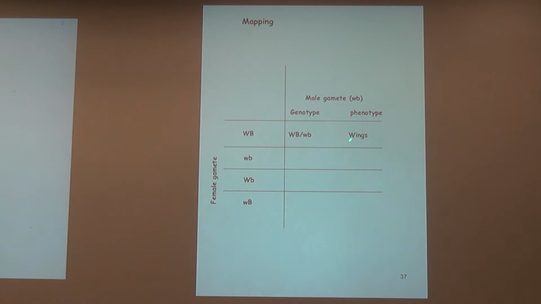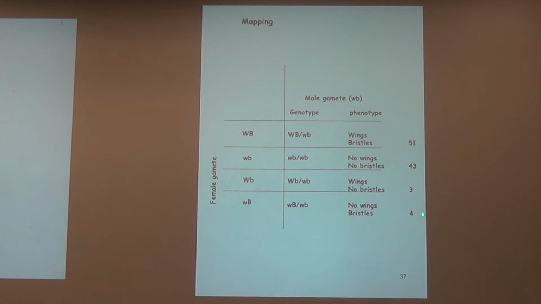So, individuals with wings and bristles, individuals with no wings and no bristles, individuals with wings with no bristles, and individuals with no wings and bristles. And you count the progeny, 51, 43, 3, 4, and you say these two are the recombinant classes, and the map distance is 7 over the total. Correct? Very simple, very straightforward, classic mapping of two different loci. So, map distance is 7 over 101, which is 7 map units.